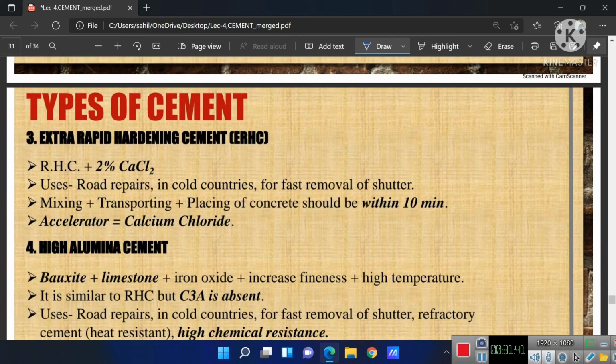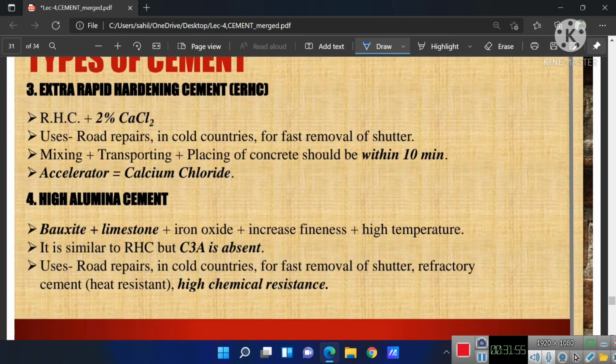Now extra rapid hardening cement, that is RHC plus 2% CaCl2, uses road repairs in cold countries for fast removal of shutter. Mixing, transporting, placing of concrete should be within 10 minutes. Accelerator, calcium. Now here the accelerator used is calcium chloride.